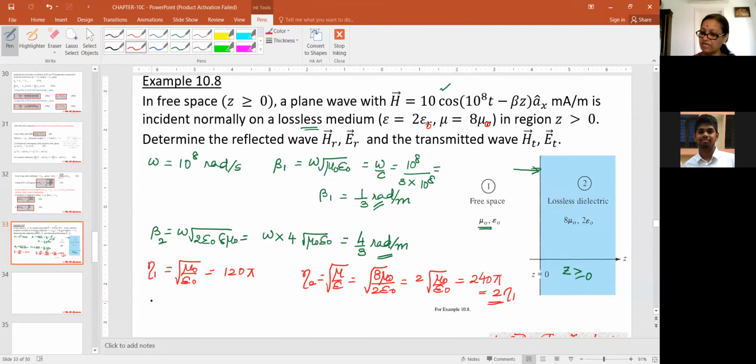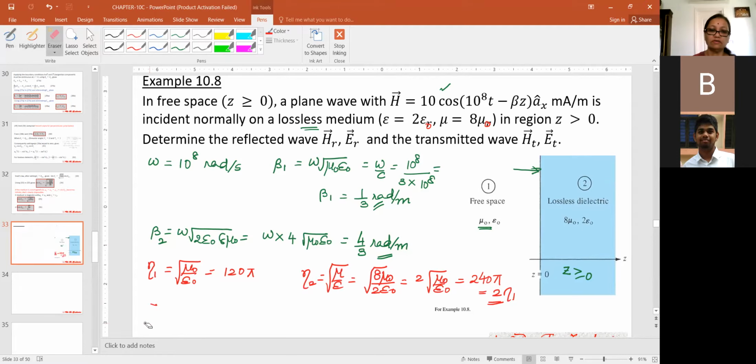After getting eta 1 and eta 2, what can you find out? You can get E naught. Before that, there's something else you can get: your reflection coefficient and transmission coefficient. What is the equation for reflection coefficient? Eta 2 minus eta 1 divided by eta 2 plus eta 1.